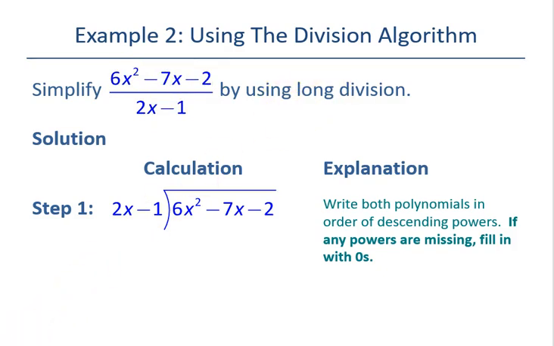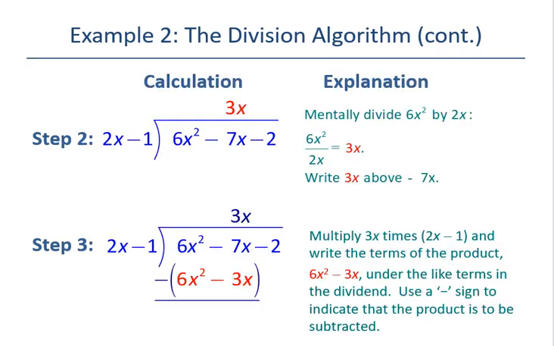We're going to rewrite this whole statement just like we've done before, where you rewrite this as 2x minus 1 goes into 6x squared minus 7x minus 2. And if there was any sort of descending order missing, like say there was no 7x here, you're going to fill that in with a 0. But in this one, everything is in descending order. We've got 2, 1, and then no powers of x. So let's continue on here.